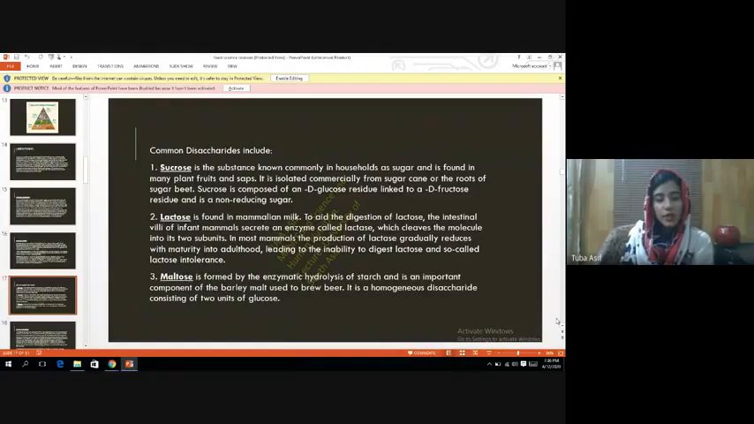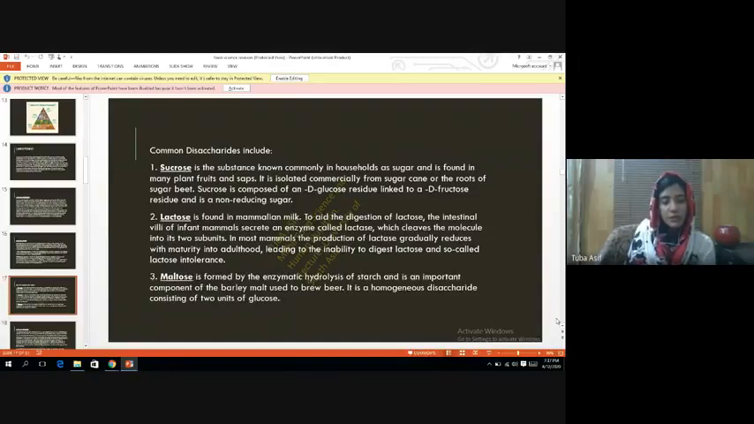The other one is lactose. Lactose yields two units, 1 unit of glucose and 1 unit of galactose. Lactose is the only source of carbohydrate that is from animal source. It is not found in any plant or cereals. It is the only source of carbohydrate that is from animal origin because it is found in mammalian milk. To aid in the digestion of lactose, the intestinal villi of infant mammals secrete an enzyme called lactase, which cleaves the molecule into two subunits.